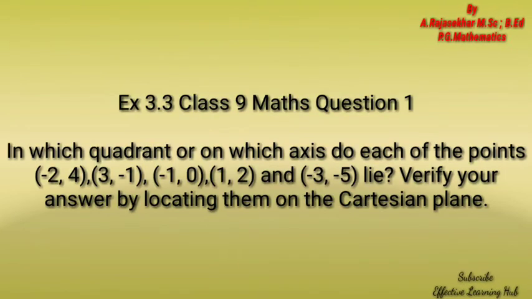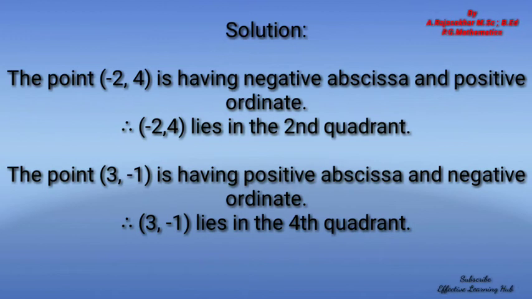Next question, exercise 3.3, question number 1. In which quadrant or on which axis does each of the points (-2, 4), (3, -1), (-1, 0), (1, 2) and (-3, -5) lie? Verify your answer by locating them on the Cartesian plane. Given points (-2, 4), (3, -1), (-1, 0), (1, 2), (-3, -5). So there are four quadrants: first quadrant, second quadrant, third quadrant, fourth quadrant.